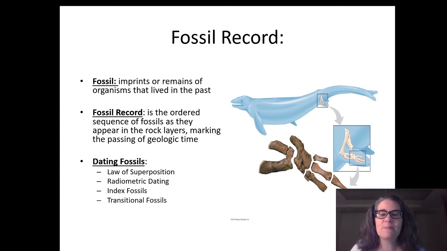So fossils are imprints or remains of organisms that lived in the past. They can be amberized, they can be imprints, they can be mineralized like petrified wood and things like that. But they are some kind of remains that we can then look at and study. Scientists typically will then put fossils in an ordered sequence as they appear in rock layers, basically to tell a story of time old to time present. This ordered sequence of fossils is known as the fossil record.